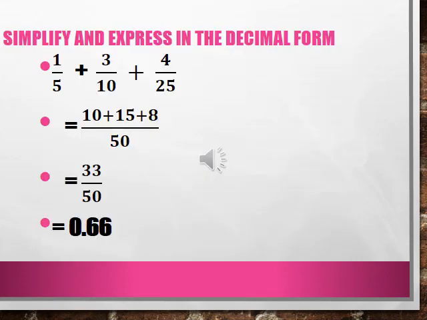One more type of question is there here. Fractions are given and their addition is given. You have to convert it into the decimal form. So 1 upon 5 plus 3 upon 10 plus 4 upon 25 equals, you all are aware, we have studied in the first lesson how to make the denominators same by taking their LCM. So here the LCM is 50. So 10 plus 15 plus 8 equals 33, and 33 upon 50 means 0.66. So in this way you have to simplify and express the result in the decimal form.